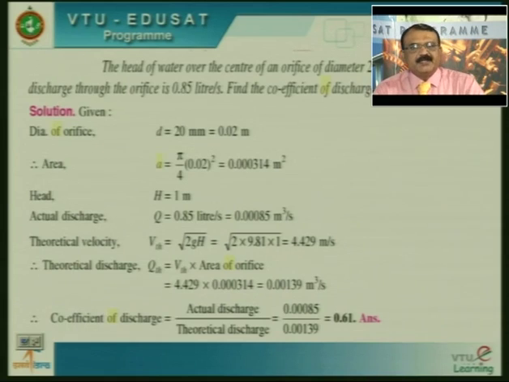Now theoretical discharge is given by Torricelli's equation. V theoretical is equal to root of 2gH. You know the value of capital H that is given in the problem. Therefore, find the value of V theoretical. V theoretical is equal to root of 2 into 9.81 into 1, that works out to be 4.43 meter per second. Theoretical discharge Q theoretical is equal to V theoretical into area of the orifice.